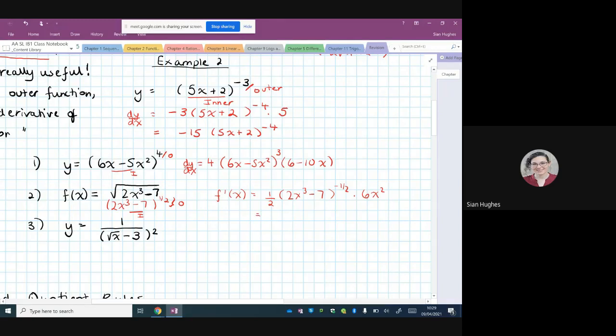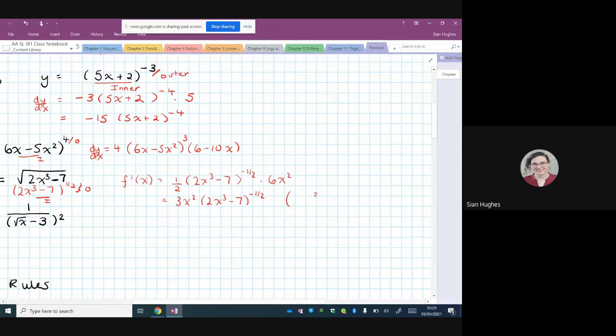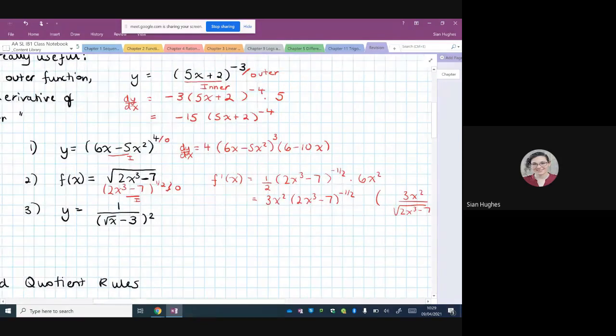And I can simplify because I've got a half at the front and a 6x squared at the end, so I would prefer to write that as 3x squared. And you may have chosen to write your answer like this. That's not necessary, but if you've done that, you're still correct. And notice this time the question said f of x, so I wrote f dashed of x equals.